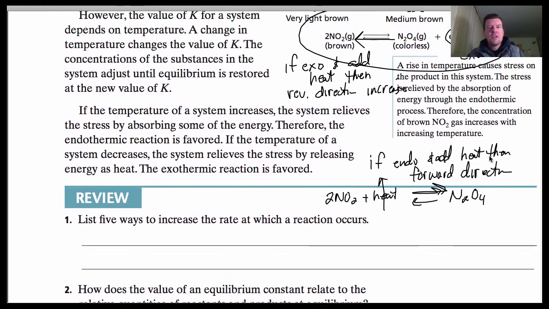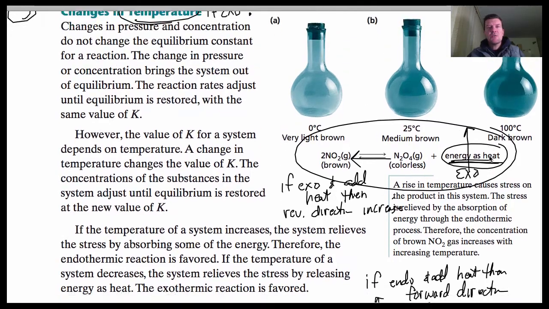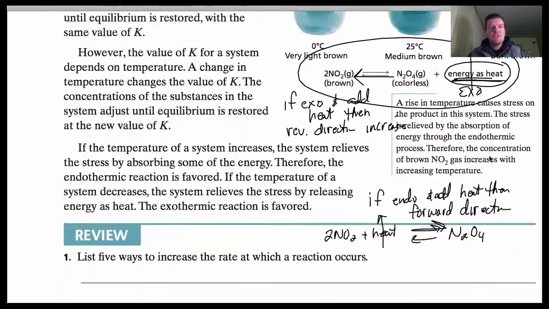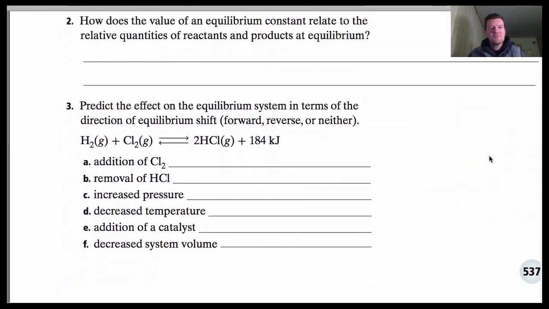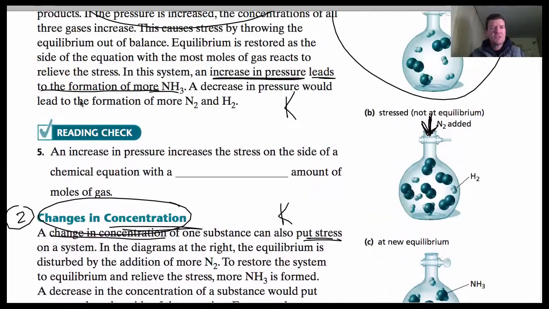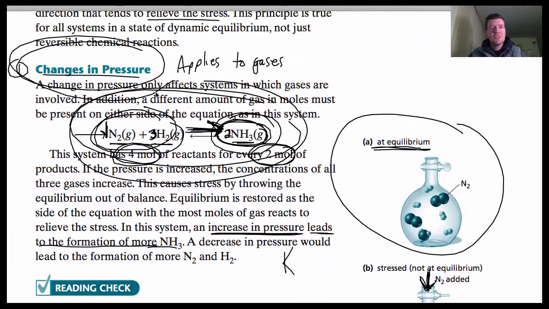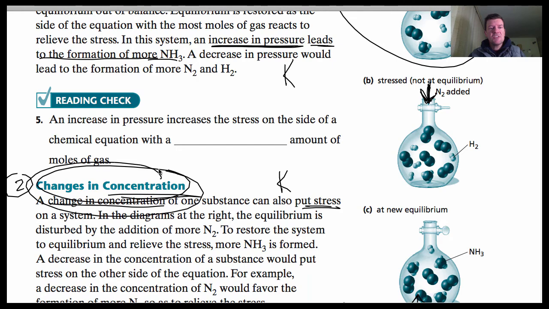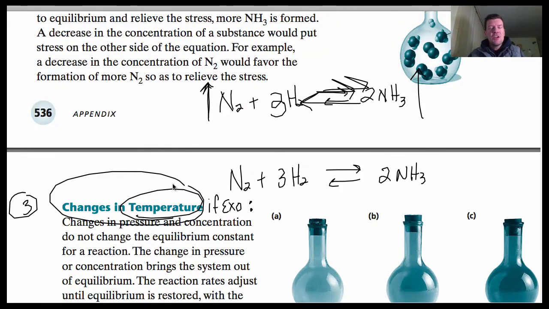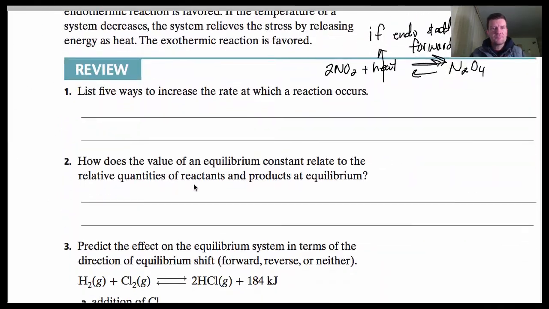Okay? So the idea here is that with Le Chatelier's principle, if you do any of these three things, if you change the pressure, if you change the concentration, or if you change the temperature, the reaction is always going to shift in a way to get back to an equilibrium position. Okay? Let's look at a couple examples here.